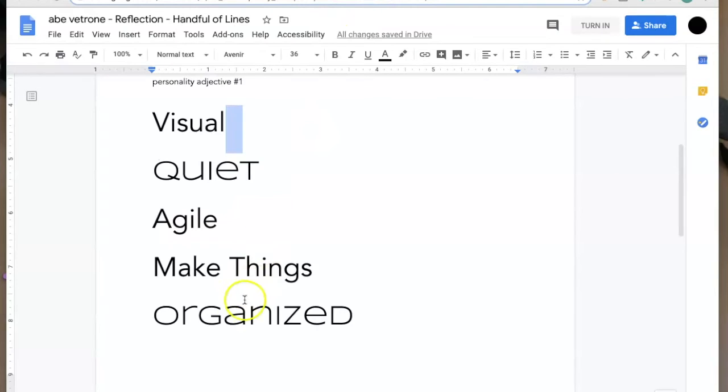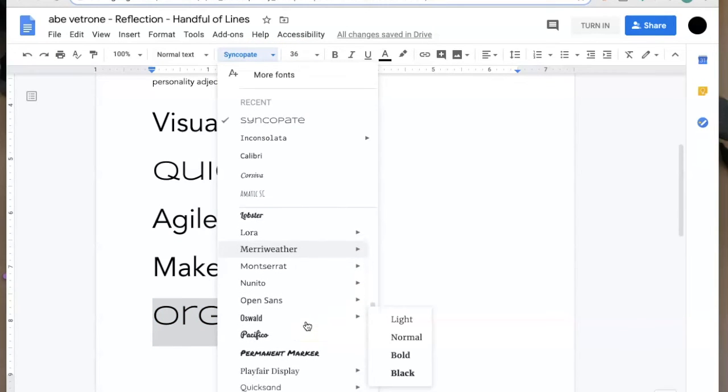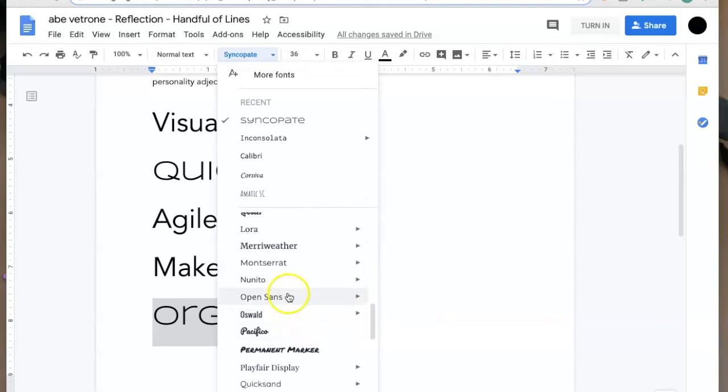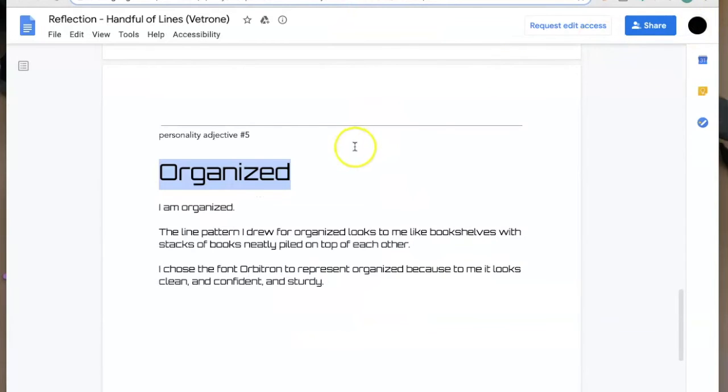Orbitron. Was Orbitron over here? Let's go look. LMNO Orbitron. I don't see it. Maybe it's in my different... Oh, it's part of a different Gmail, so I don't have the same fonts. But hopefully you can find some fonts.